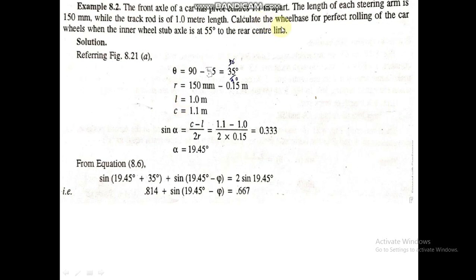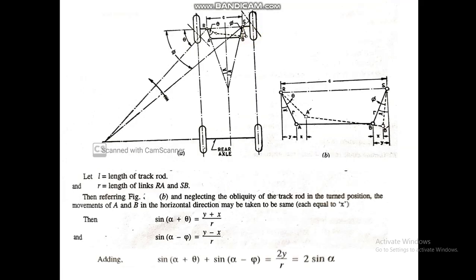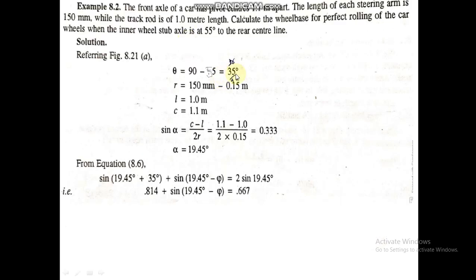Calculate the wheelbase. You have to find the wheelbase for perfect rolling of the car wheels when the inner wheel stub axle is at 55 degrees to the rear center line. So this is your rear center line, this is the rear wheel, and your axle makes an angle of 55 with the rear center line. If this angle is 55, theta will be 90 minus 55, that is 35. So your theta comes out to be 35.